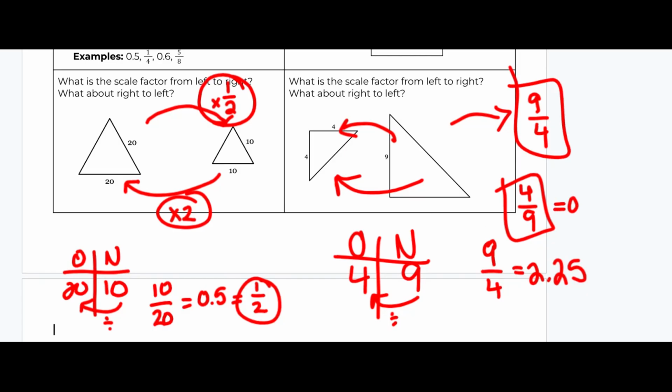Also, this one would give you a really nasty repeating decimal, whereas this one would give you 2.25. So don't even worry about the decimals. Just do 9/4, dividing backwards from new to original, and then flip it for the reciprocal if I'm asking you to go the opposite direction, 4/9.